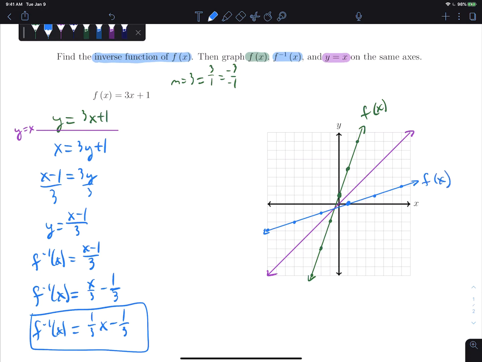And there we go. By the way, notice that both of those cross the line y equals x at the same point. Good deal.